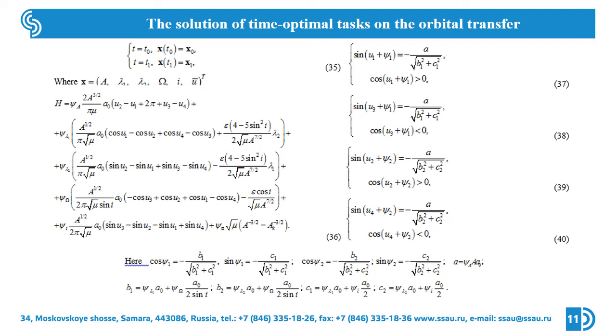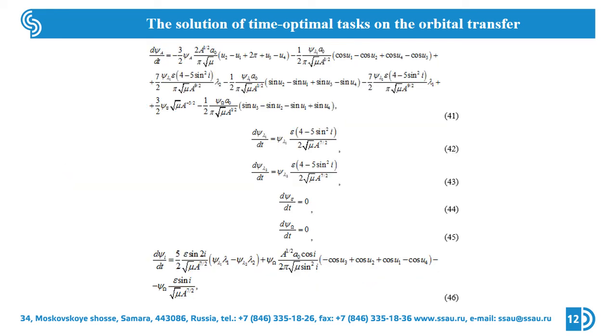Let's solve the problem using the Pontryagin maximum principle. Let us introduce the co-state vector psi and construct the Hamiltonian in equation 36. The Hamiltonian maximum condition we find from system equation 37 for t. Let's write the co-state system in system equations 31 to 36.